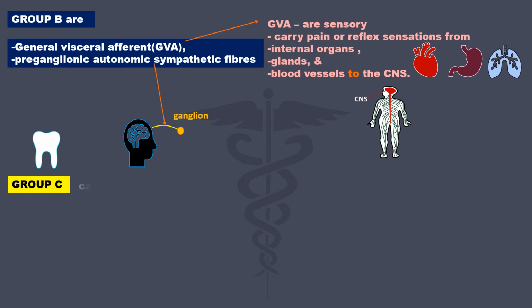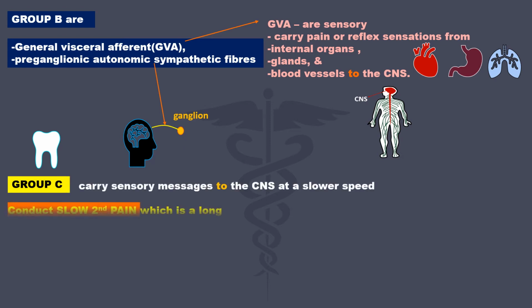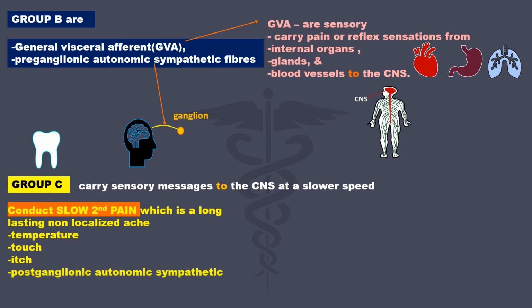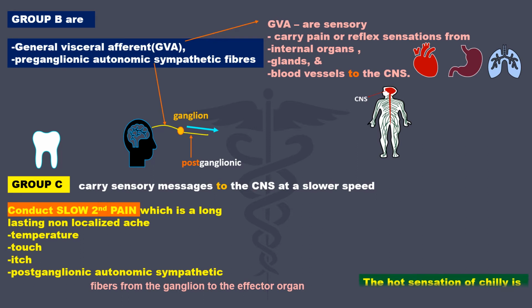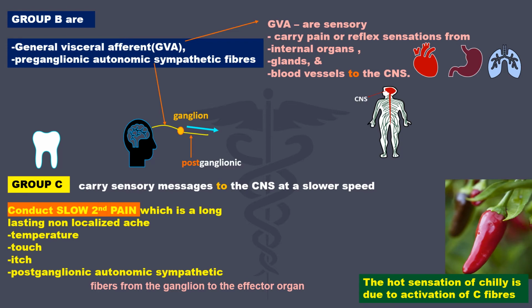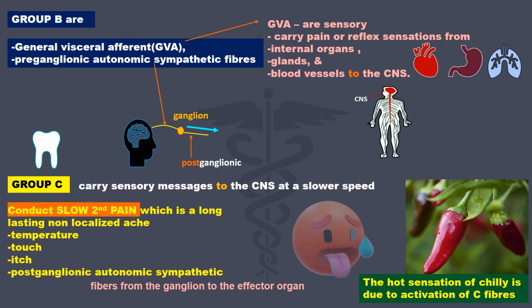Important for us dentists are the group C fibers, which carry sensory messages to the CNS at a slower speed. They conduct slow second pain, which is a long-lasting, non-localized ache. They also conduct temperature, touch, itch, and postganglionic autonomic sympathetic fibers, that is, fibers from the ganglion to the effector organ. A very good example of the sensation carried by activation of C fibers is the hot sensation of chilies.